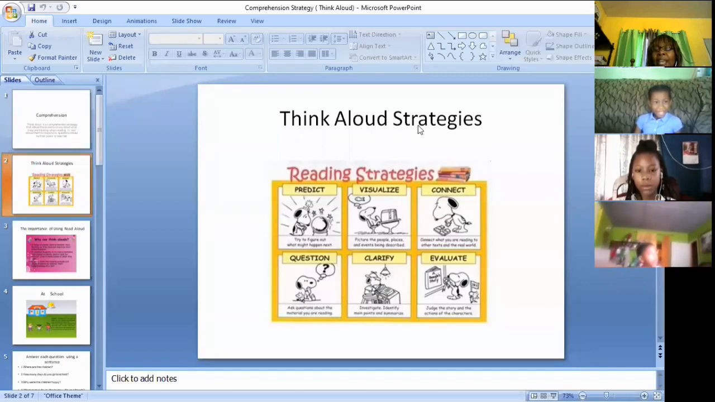And then evaluate. At the end of the story, depending on what happened in the story, you're able to judge the character in the story. You're able to judge what happened in the story and make your own conclusion.